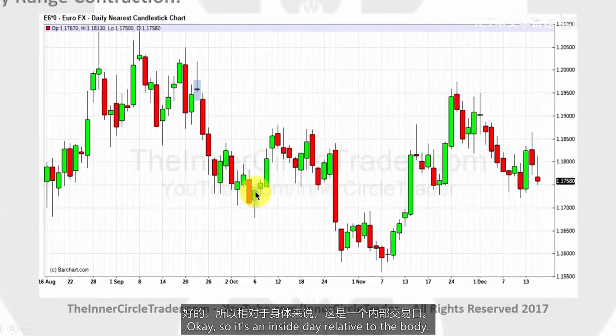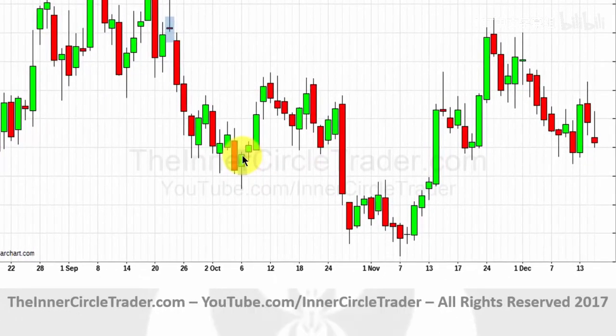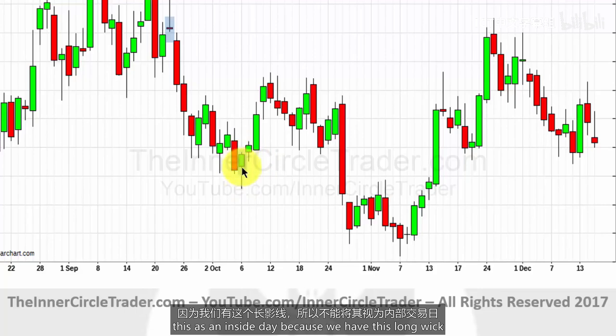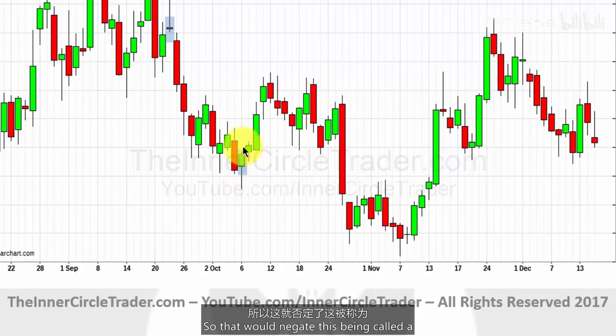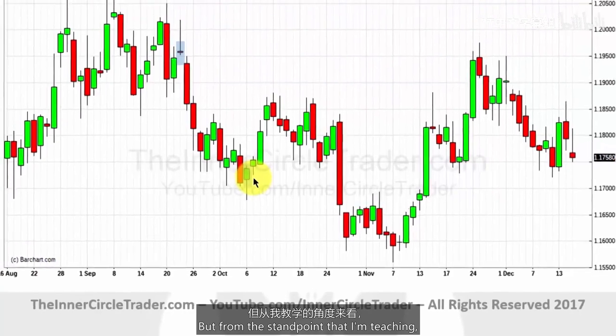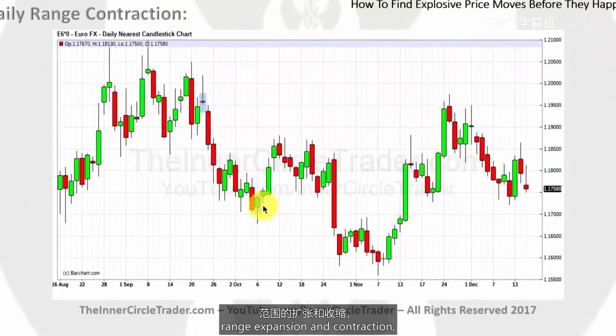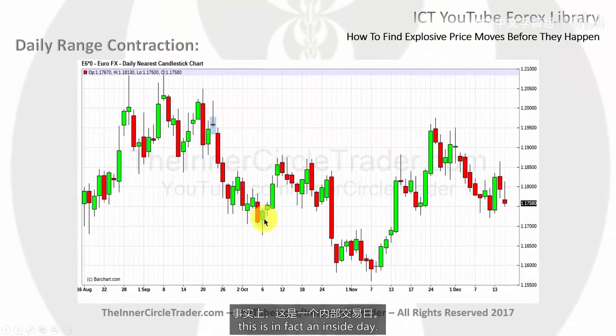Okay, so it's an inside day relative to the body. Okay, this is my insight on inside days. I don't care about the wicks. Most trading teaching circles, authors, gurus, whatever, would never classify this as an inside day, because we have this long wicked portion of the candle that went below the previous day. So that would negate this being called an inside day. But from the standpoint that I'm teaching, range expansion and contraction, this is in fact an inside day.